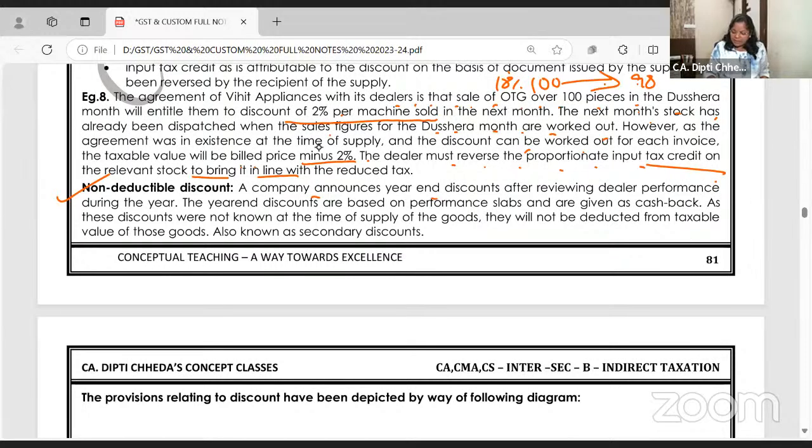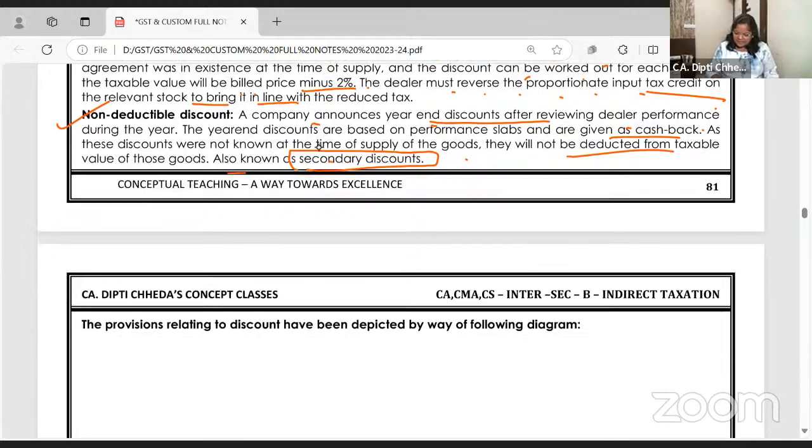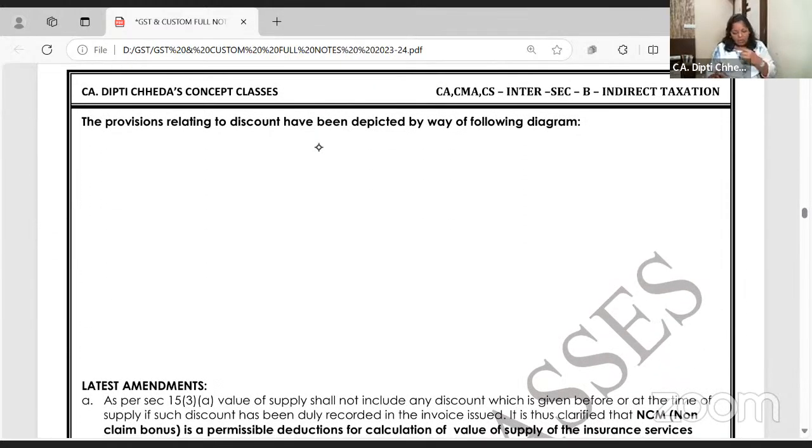We'll do one thing: we'll make a flow chart related to this. I have kept a gap, first you read. First you will understand. Non-deductible discount. Company announces year-end discounts and cashbacks and discounts that are not known upfront. They are not deductible. They are called secondary discounts. Should we reduce the secondary discount? Answer is no. I want all of you to come to the next page and make this table. See, let the whole chapter finish in half an hour.